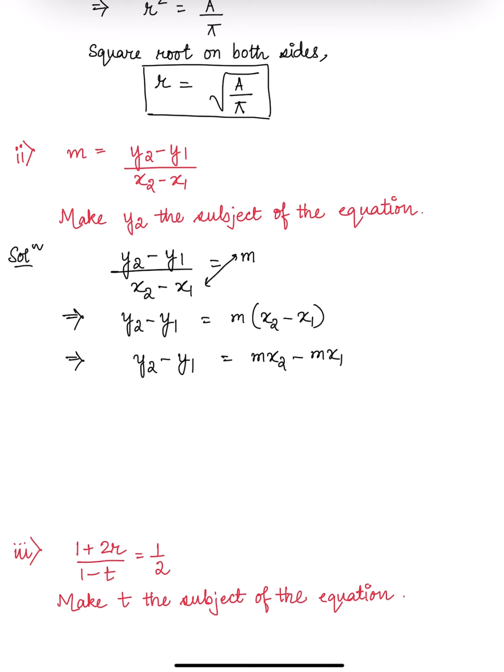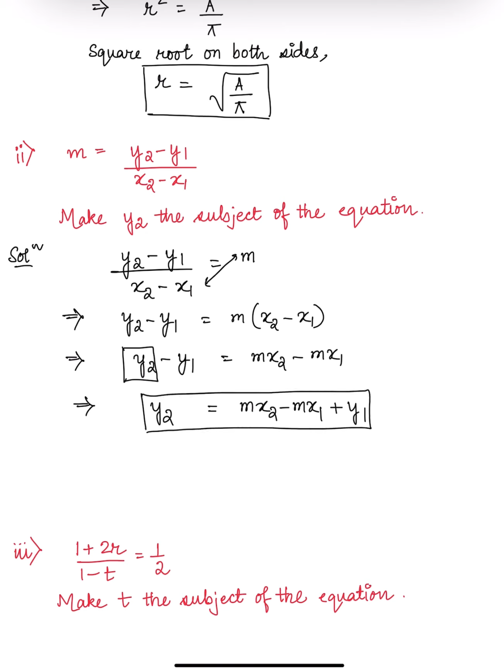Now we have to make y2 the subject. So this is the only thing that should be there on the left hand side. So y2 will be mx2 minus mx1 plus y1. So this is the final answer, and we make y2 the subject of the equation.